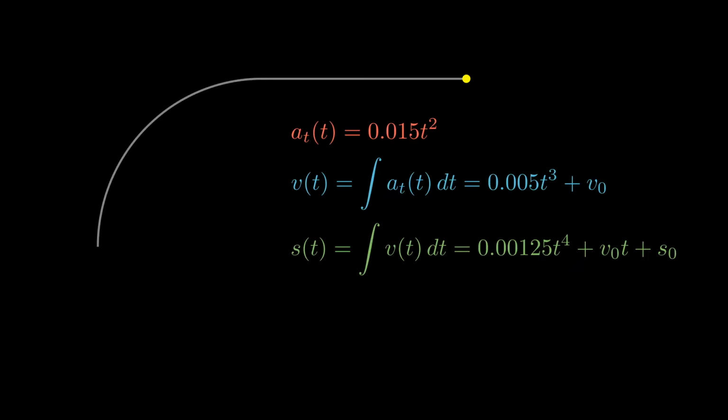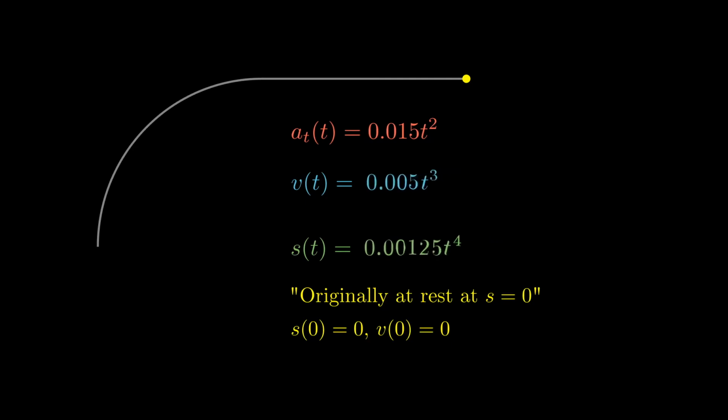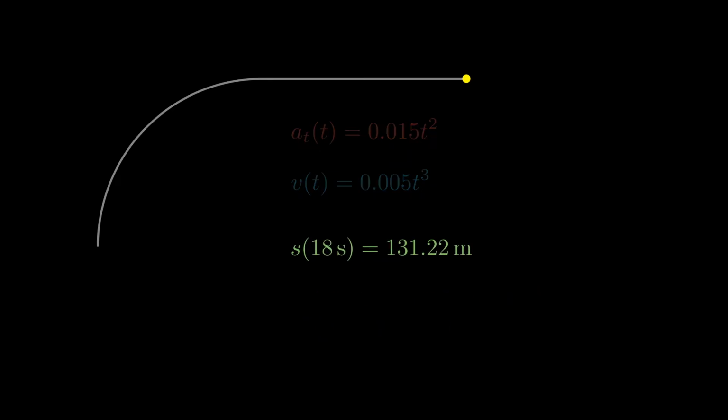If you remember from the previous week, I said that you can usually find the constants of integration from the initial conditions. The question tells us that the car is originally at rest at s equals 0. So if we substitute in that information, then we find that all the constants of integration are 0. Next, let's figure out where the car is at time t1. If we substitute in 18 seconds, we find that s is equal to 131.22 meters.